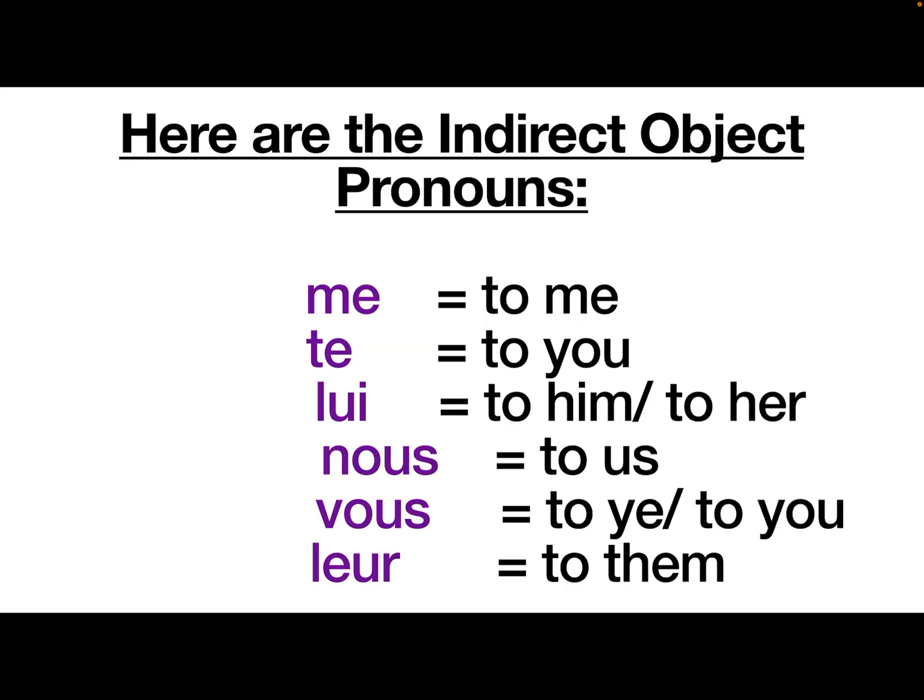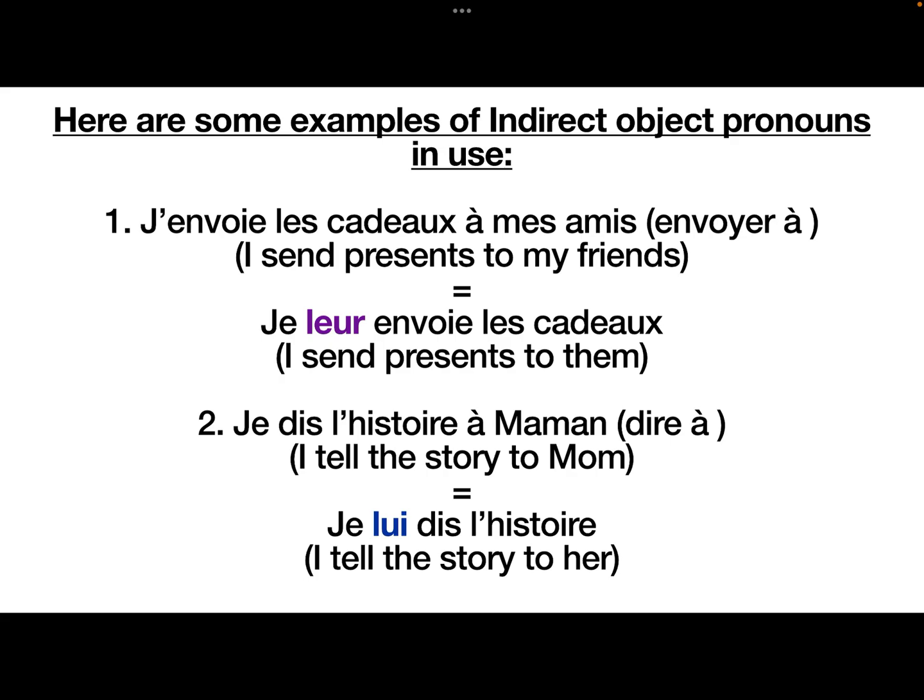So to her in French is lui, and I put it before the verb. Je lui dis l'histoire. Okay? So do you know what? It makes your sentence a little bit shorter and a little bit sweeter.